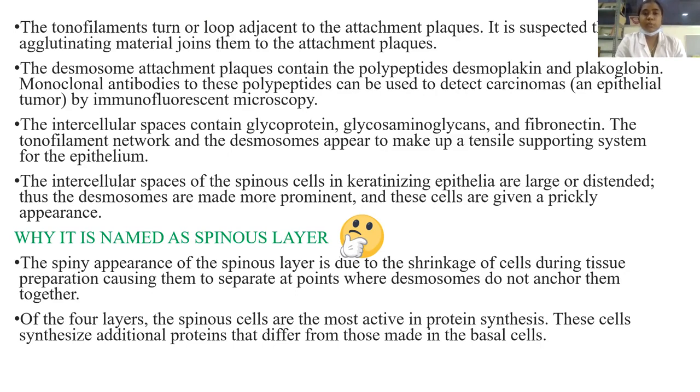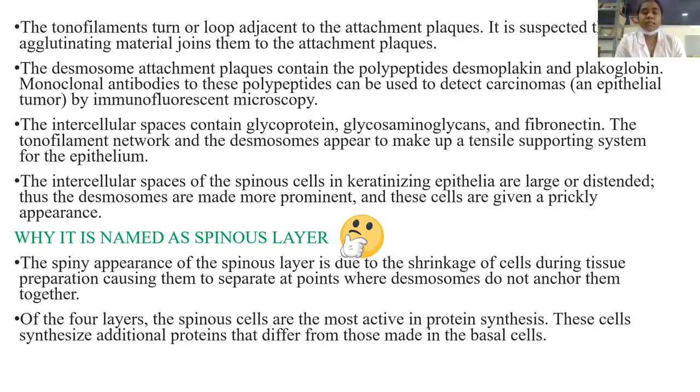Thus, the desmosomes are made more prominent and these cells are given a prickly appearance. So, here we know about the prickly appearance and the reason behind it. Why is it named the spinous layer then? The spiny appearance of the spinous layer is due to the shrinkage of the cells during tissue preparation, causing them to separate at points where desmosomes do not anchor them together.